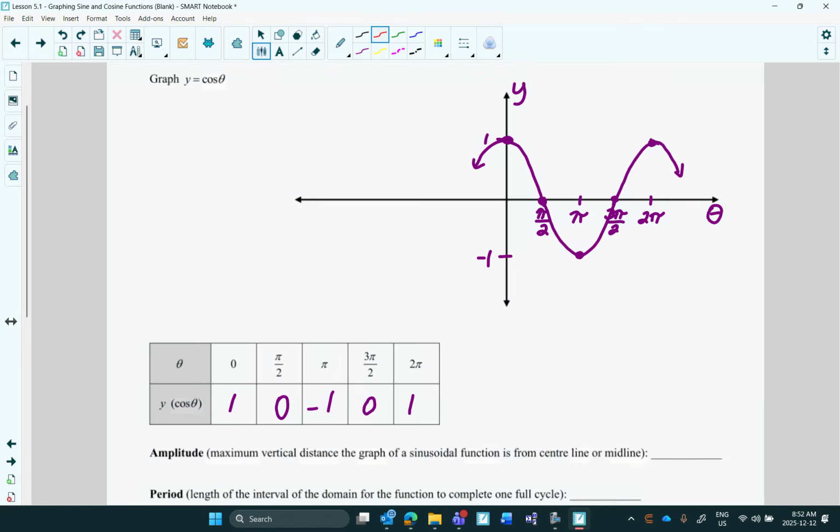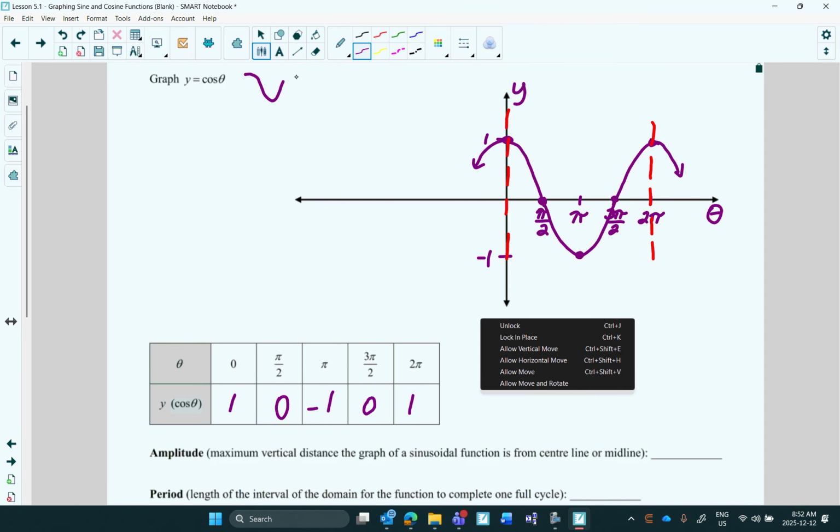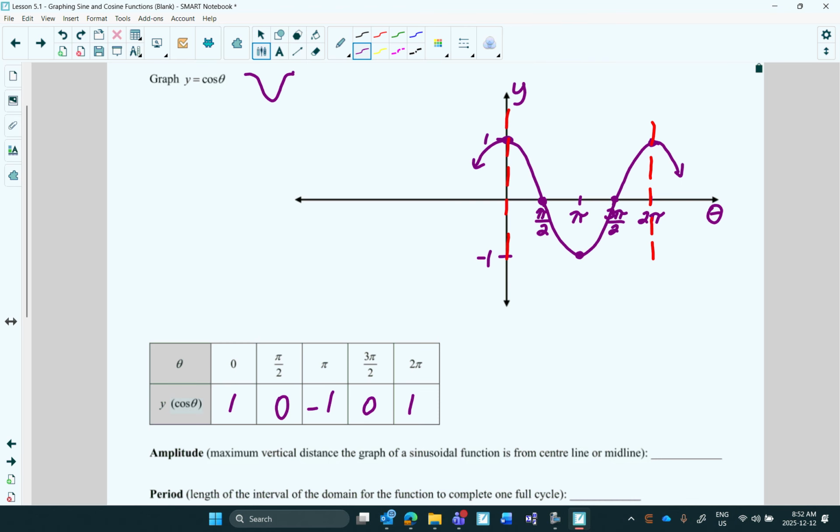And this is the section or period where the cycle starts and finishes. So a cosine, remember sine looked like this. Cosine starts up high, bottoms out, and comes back up high. That's what cosine looks like.